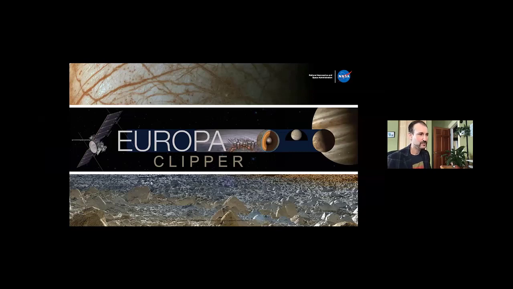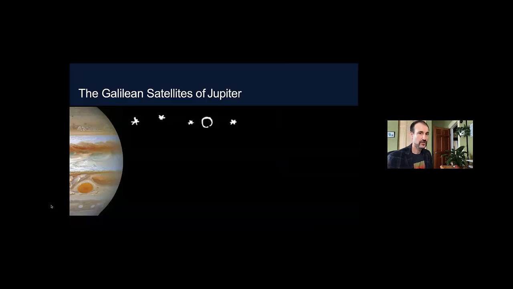Yeah, so I'm happy to share some details and an overview of NASA's Europa Clipper mission. I'm a member of the science team on Europa Clipper. I've been involved with that for some time. So the Galilean satellites of Jupiter, people might be familiar with this. This is a sketch that was drawn by Galileo more than 400 years ago now upon viewing the satellites for the first time through his telescope.